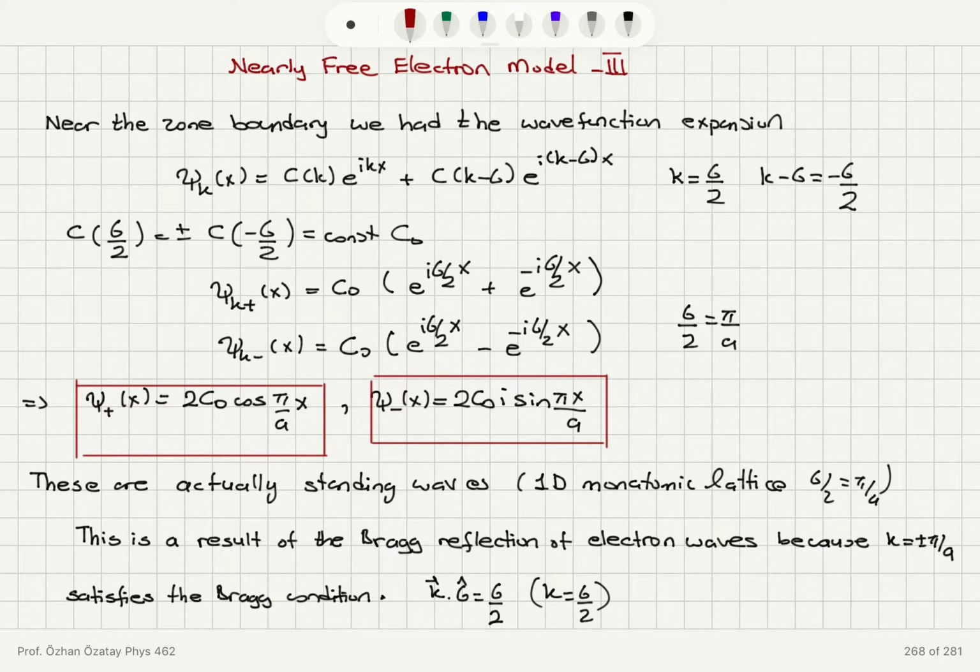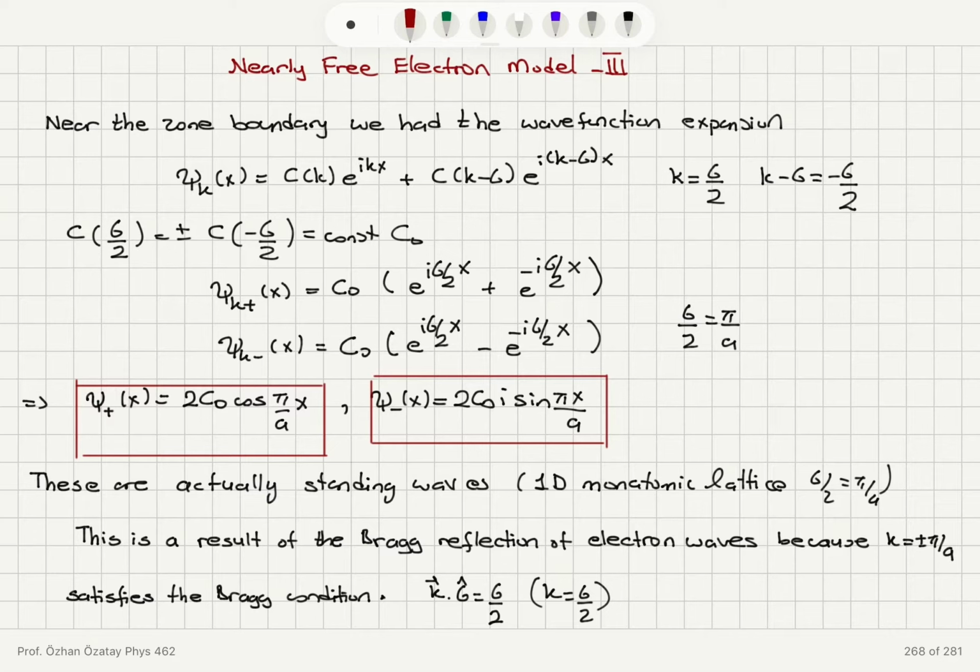So the plus 1 will give us 2 cosine pi over a x, and minus 1 will give us 2i sine pi over a x. So g over 2 is pi over a, as you know. So that's the first Brillouin zone boundary. So these are actually standing wave solutions, and for the 1D monatomic lattice we have g over 2 equal to pi over a. So we're considering this one-dimensional case as an illustration.